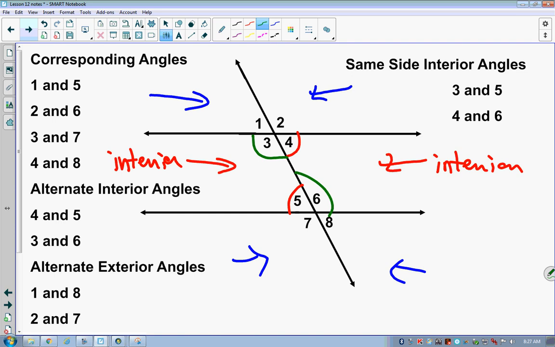I know I'm repeating this stuff over and over again. Do we understand it? Can I get a head wobbling up and down? This makes sense, hopefully. So we've got alternate interior, like 4 and 5, 3 and 6. We have alternate exterior, like 2 and 7, or 1 and 8. And then we have same side interior, which would be 4 and 6, 3 and 5. Now, we're going to talk about those angles and what has to happen with them to prove what it is that we need to prove.